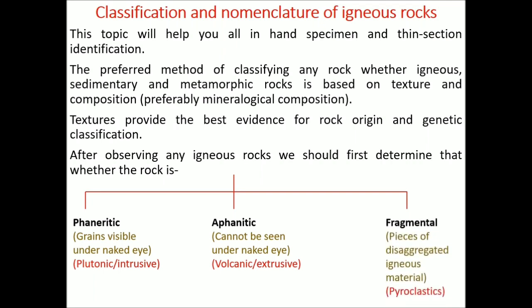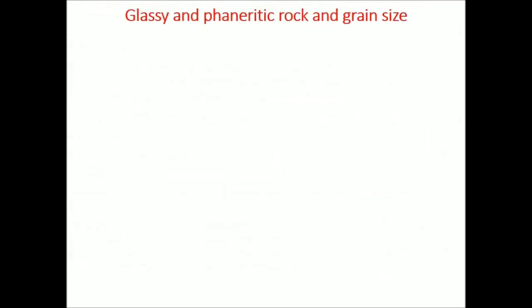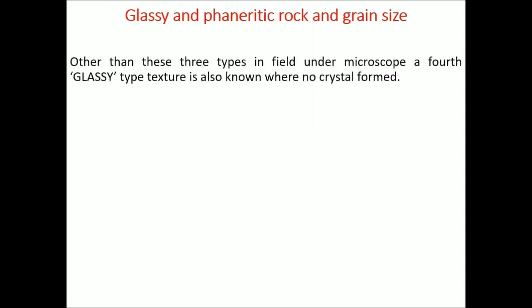And then the fragmental part, the pieces of fragments, pyroclastic rocks. And now the glassy and phaneritic rocks and their grain size. Other than these 3 types, phaneritic, aphanitic, and fragmental rocks, some other type of rocks are also possible, a 4th type, that is glassy texture, where no crystal even formed due to very rapid cooling or quenching. Only amorphous glass is present in these rocks.